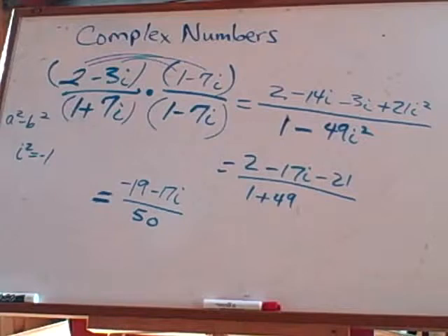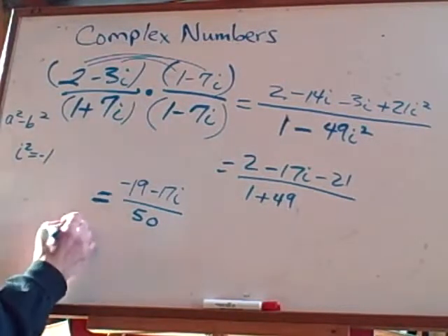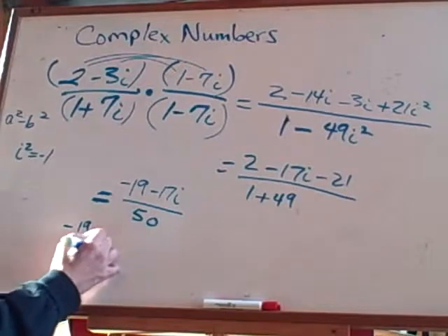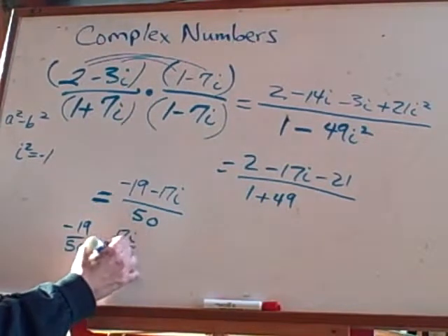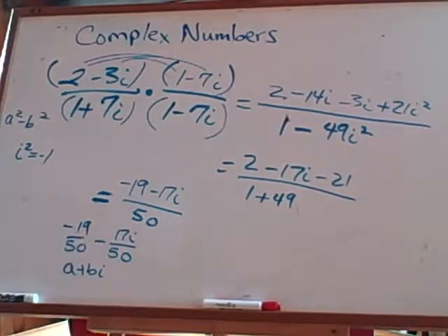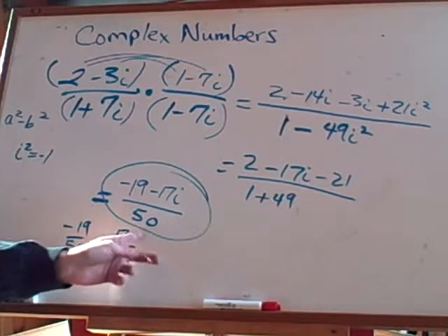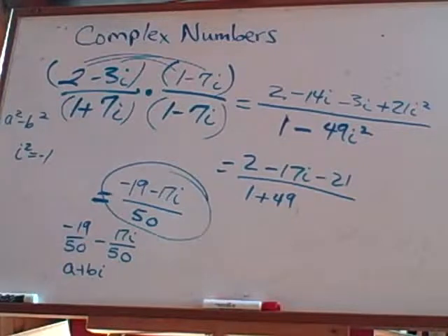Now typically I would take that for an answer and be totally fine with it. If they told you to put it into 2 parts, like what's your real part and what's your imaginary part, then you would have negative 19 over 50 and negative 17i over 50. That's if they want it to look like the a plus bi form. But typically this is totally fine. Does the i have to be in the numerator? You could have it out to the side, you bet. Sometimes I put it out to the side. Most of the time I just throw it in the numerator.